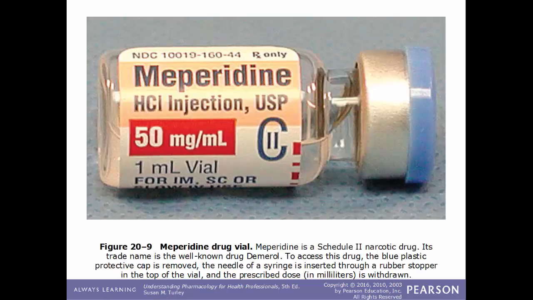In this image we have an example of meperidine, more commonly known by the name Demerol. You can tell by the label here, the capital letter C and the Roman numeral 2. This is a Schedule 2 drug, with a very high potential for addiction.